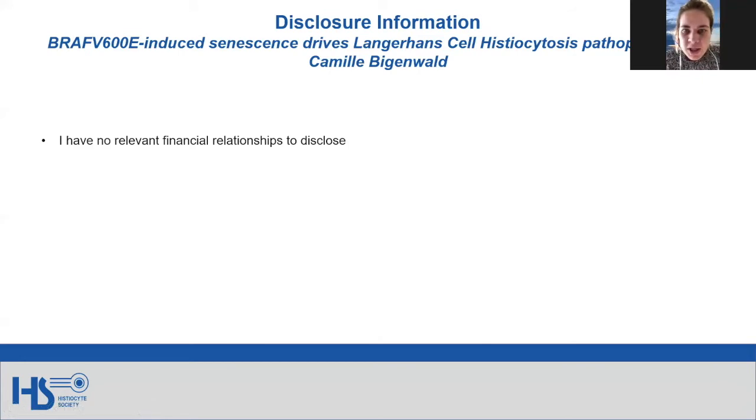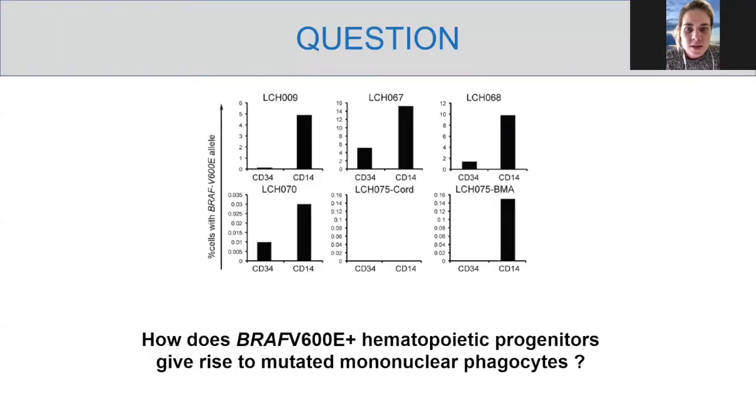So next slide, please. As Paul just said, as you know, the BRAF-V600E mutation is not only found in LCH tissue lesions, but also in CD34 positive hematopoietic progenitors, but at a very low rate, as you can see on this graph. And this mutation is found mainly in myeloid cells, but not in T cells or B cells. So to be straightforward, the question we asked is how a BRAF-V600E mutated hematopoietic progenitor can give rise to a mutated mononuclear phagocyte. Next slide.